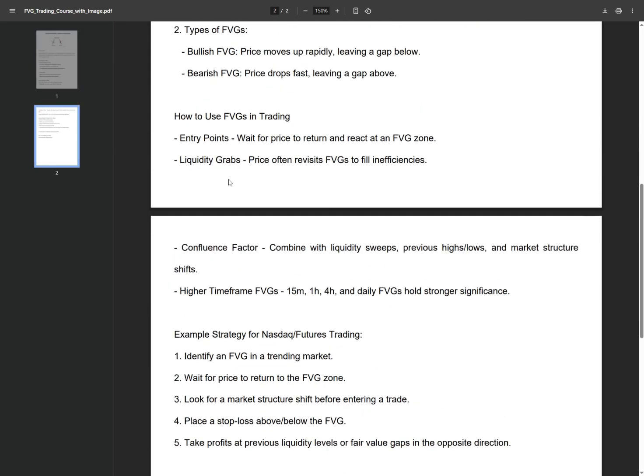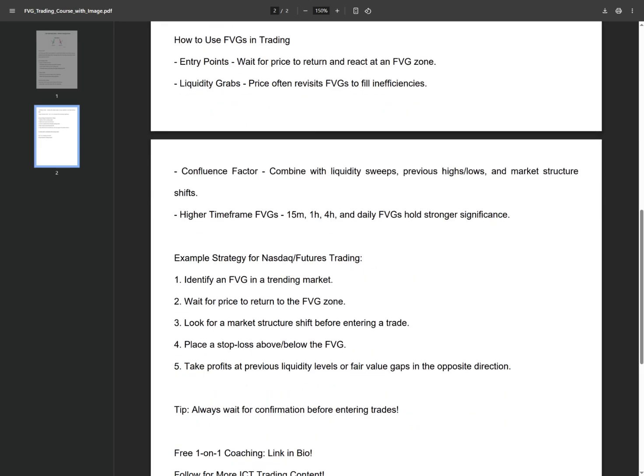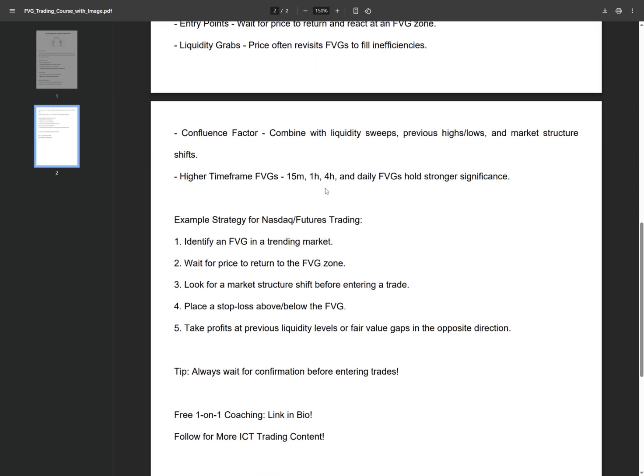Also on liquidity, price often revisits fair value gaps to fill inefficiencies. It is a confluence factor when combined with a liquidity sweep, previous highs and lows, and market structure shift. And keep in mind, higher time frame fair value gaps like the 15 minute, 1 hour, 4 hour, and daily are much stronger than lower time frame fair value gaps. For example, if I'm looking for a trade to enter, I'll be using the 15 minute, 1 hour, 4 hour, or daily fair value gaps to enter trades.